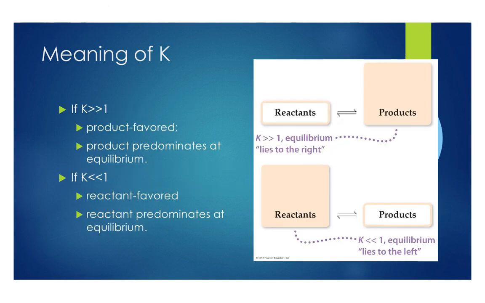So basically, if the equilibrium constant is much, much greater than 1, we say that it's product favored. In other words, there are more products at equilibrium than there are reactants. If K is much less than 1, then we say it's reactant favored. Reactants predominate at equilibrium. So big K's are product favored, small K's, less than 1, are reactant favored. Or we would say that equilibrium lies to the right or equilibrium lies to the left.